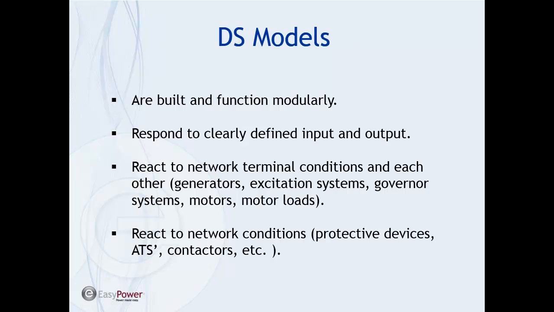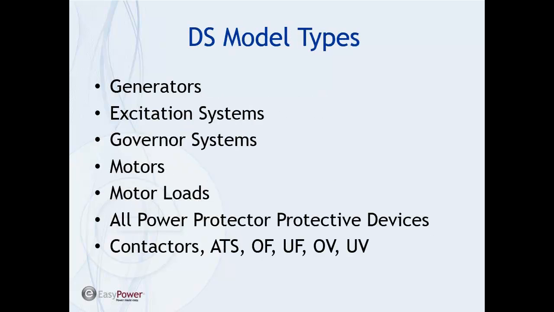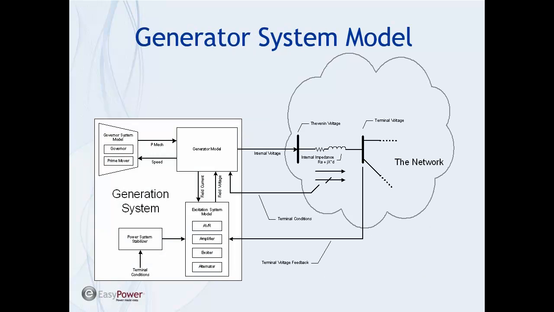Protective devices, ATSs, contactors react to network conditions such as flow over a branch or line, through a transformer, or bus voltage. The types of models that we include are generators, excitation systems, governing systems, motors, motor loads, and all power protective devices. If you've entered them, they're going to be made available to you in dynamic stability and they will perform their function. In addition, we added contactors, automatic transfer switch, over-under frequency, and over and under voltage.